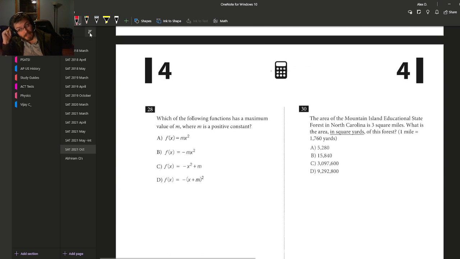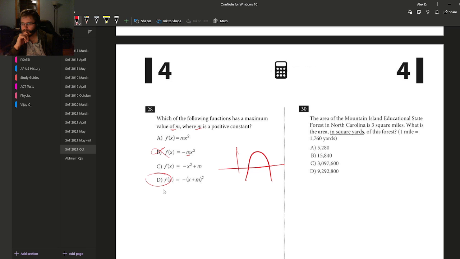Quadratic functions, negative leading coefficient on most. M is a positive constant. Maximum value. Maximum value means that this opens down. That could be it. We want M to be the maximum. So I don't think it's that one. I think it's going to be this one. Or no, it'll be that one.